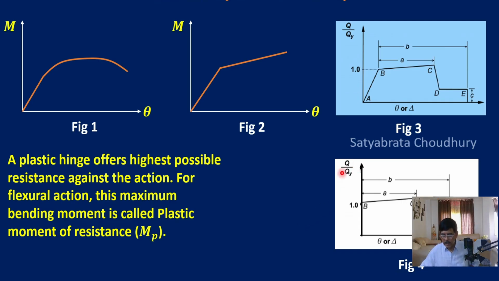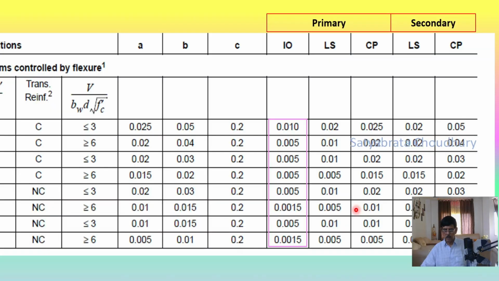So Q by Qy indicates moment, M by My. My is the yield moment. So this value on this axis indicates the yielding condition. 1.0 is the yielding condition.